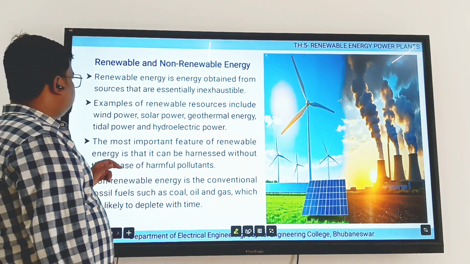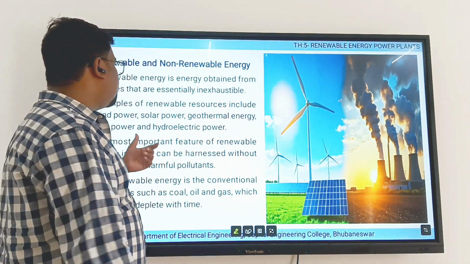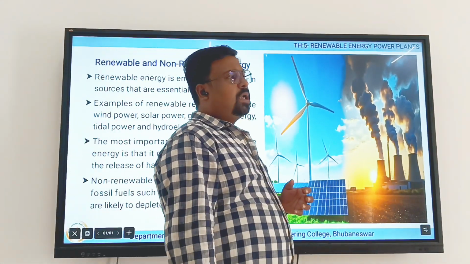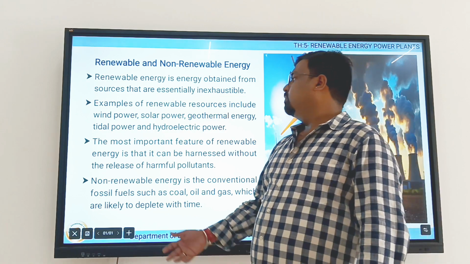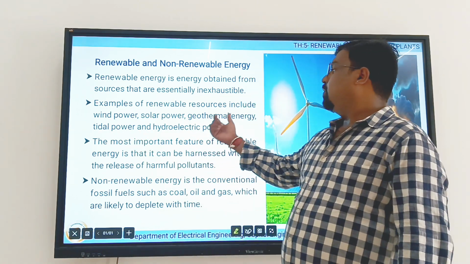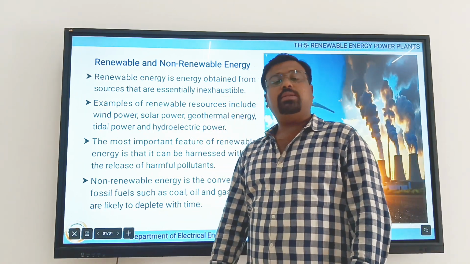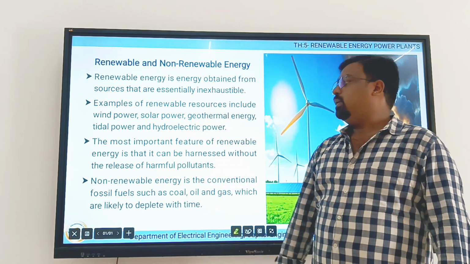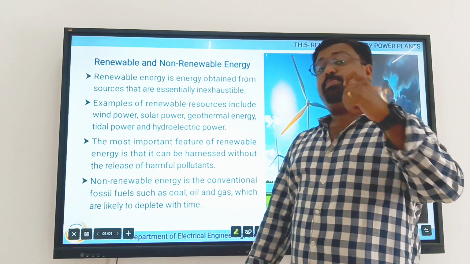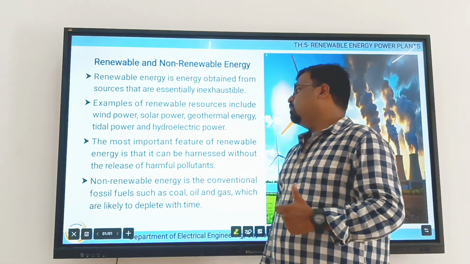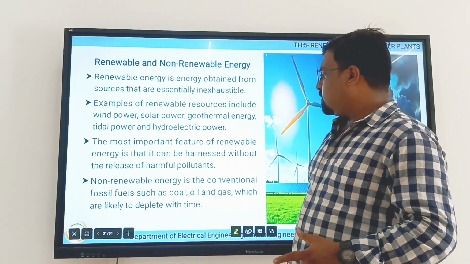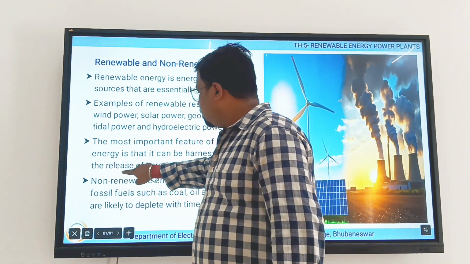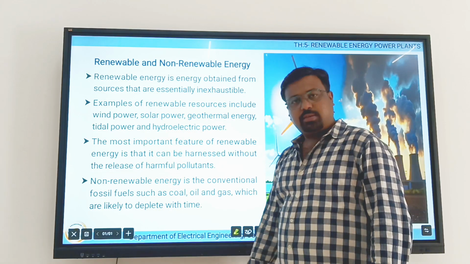Next, what are the examples of renewable sources? The examples are wind power, solar power, geothermal power, tidal power, and also hydroelectric power. These are some basic sources of renewable energy. And what is the most important feature of using renewable energy? The most important feature is that it can be harnessed without the release of harmful pollutants.